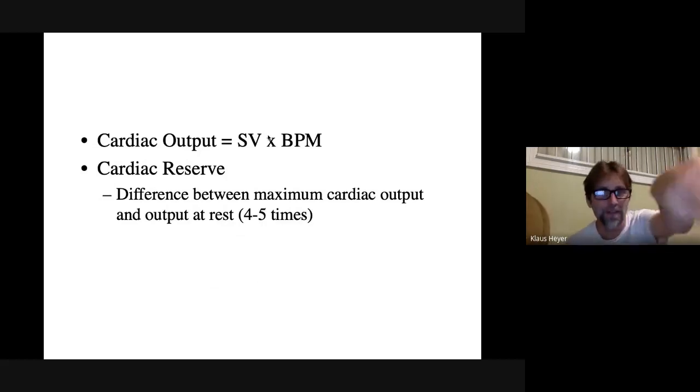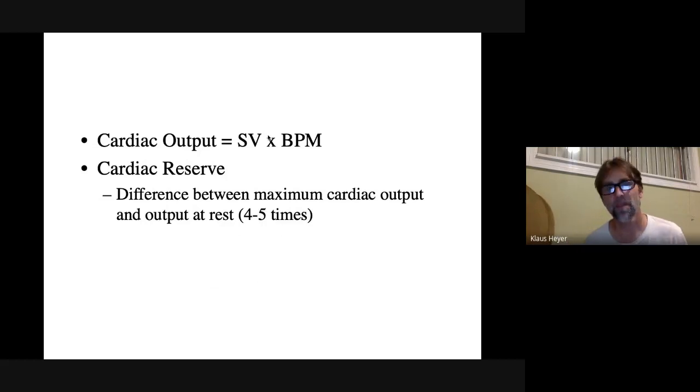I'm not going to test you on this. I'd like you to know what cardiac output is, but I'll probably roll that into a different question. Cardiac reserve, I'm not going to ask you.